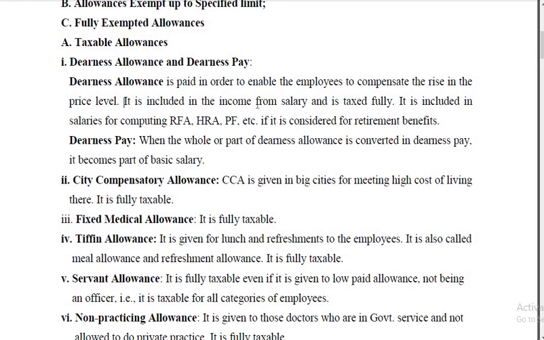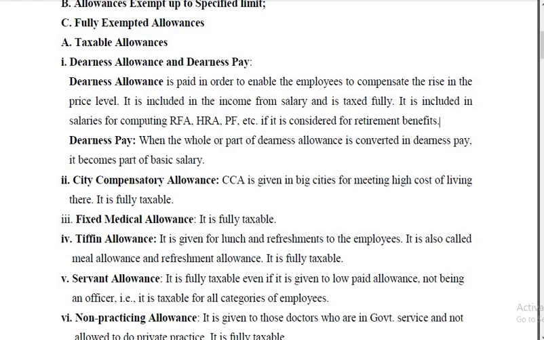It is included in the income from salary and is taxed fully, because the very heading is said like that, taxable allowances. Therefore, it is included in salary and it is fully taxed. It is included in salaries for computing rent-free accommodation, house rent allowance, provident fund, etc. if it is considered for retirement benefits.